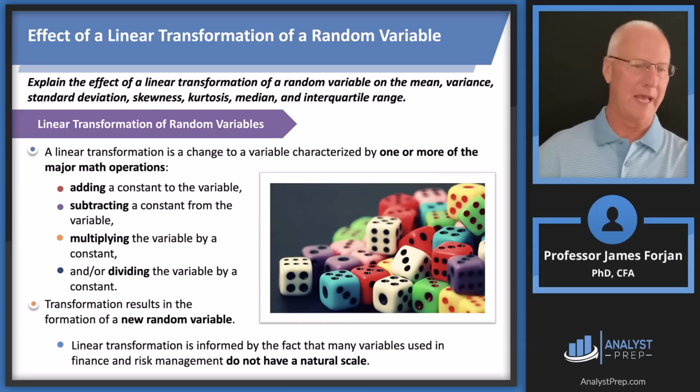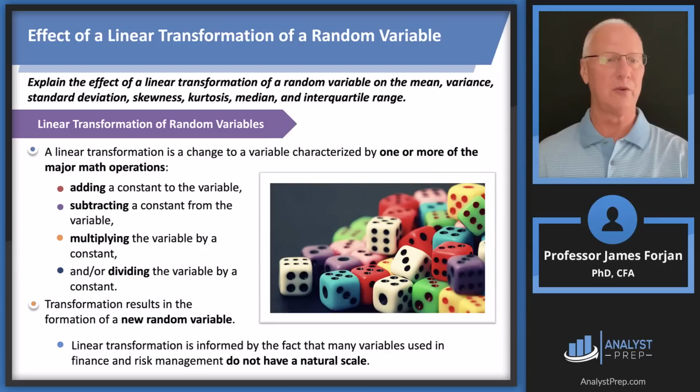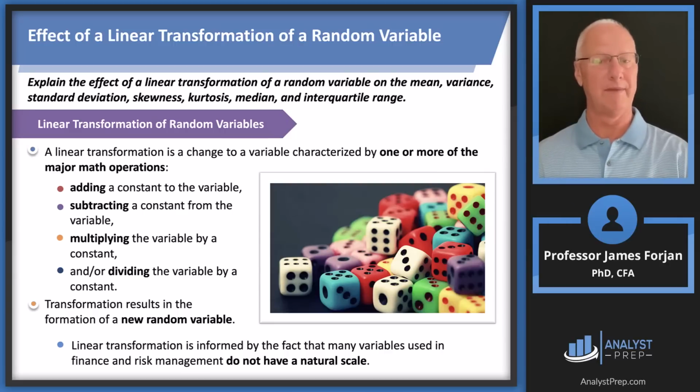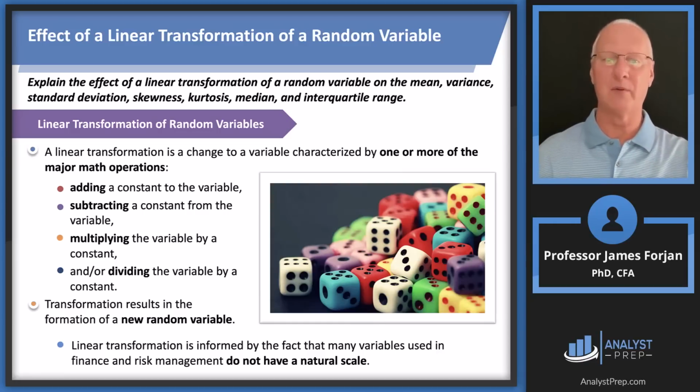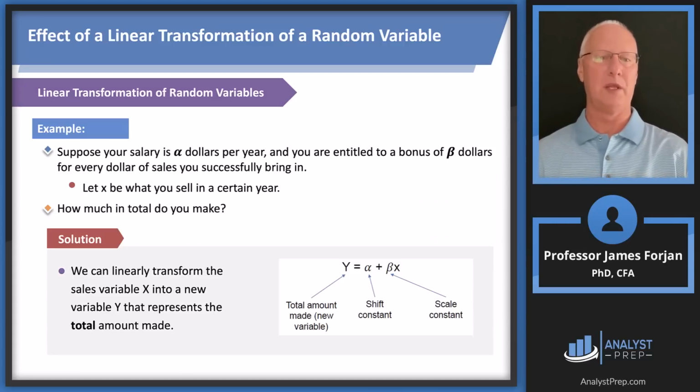Now notice that last bullet point down there, the embedded bullet point. When you transform these variables, it results in a new random variable. So the question then becomes, is that new random variable any better than the original random variable? And the answer is, it can be. It doesn't have to be, but of course many times it is.